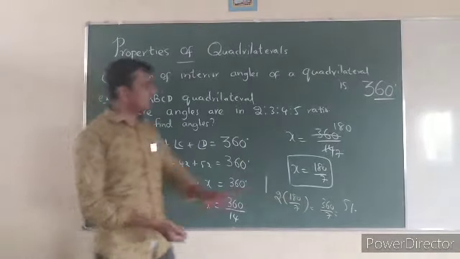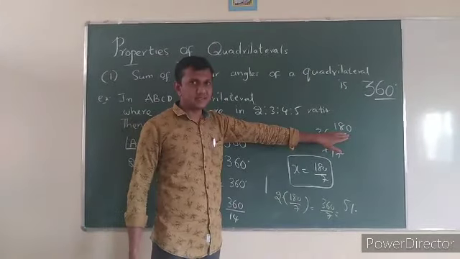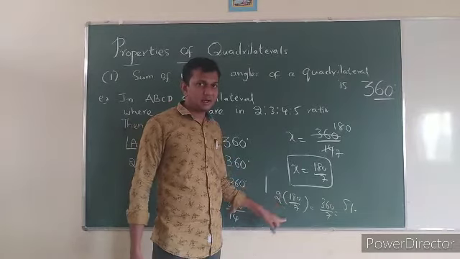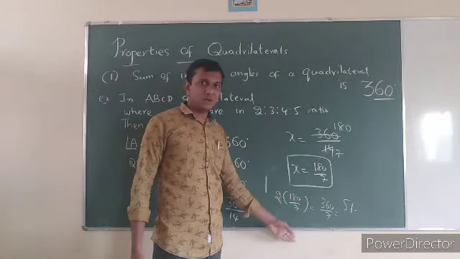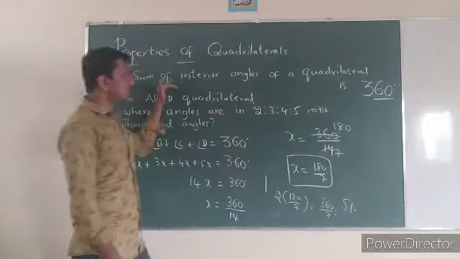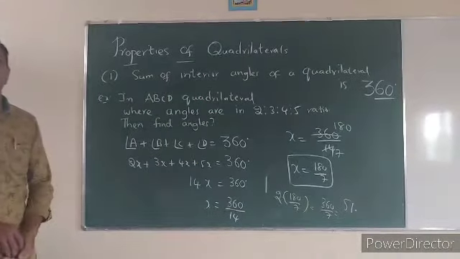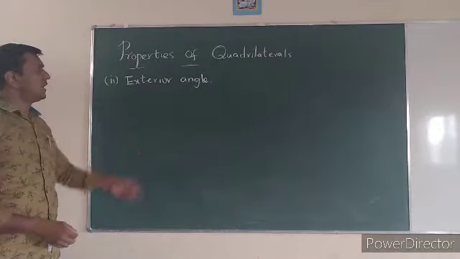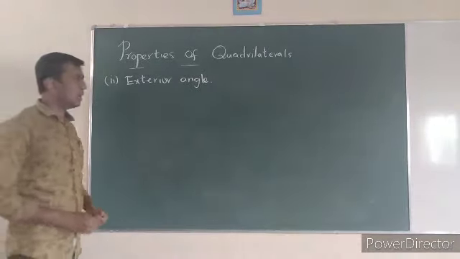For example, think that we got 40 degrees here. When you substitute that in 2x, 2 into 40 is 80. 3 into 40 is 120. Like this you will get the answer. So this is the second model problem we have. Next we have the exterior angle of a quadrilateral.